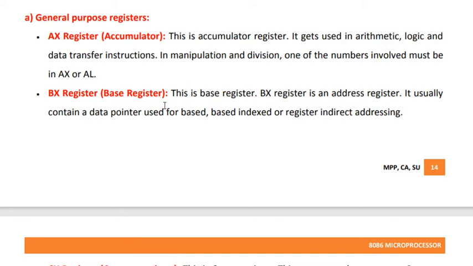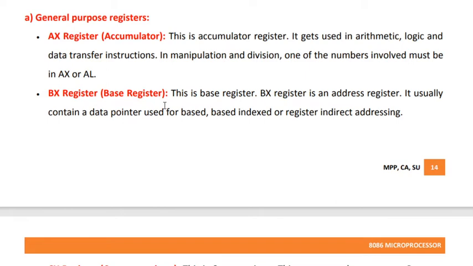If you are performing a 16-bit operation, we use AX, and if you are performing an 8-bit operation, we use AL. So AX stands for accumulator, and it's used while performing arithmetic, logical, and data transfer instructions, and also in multiplication and division instructions to store one of the operands.